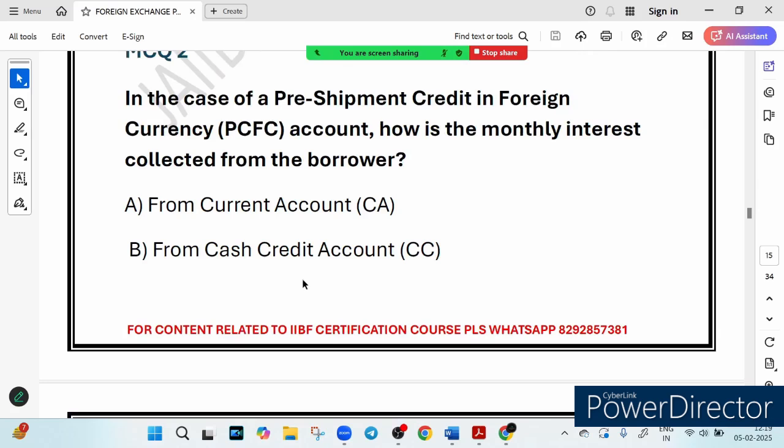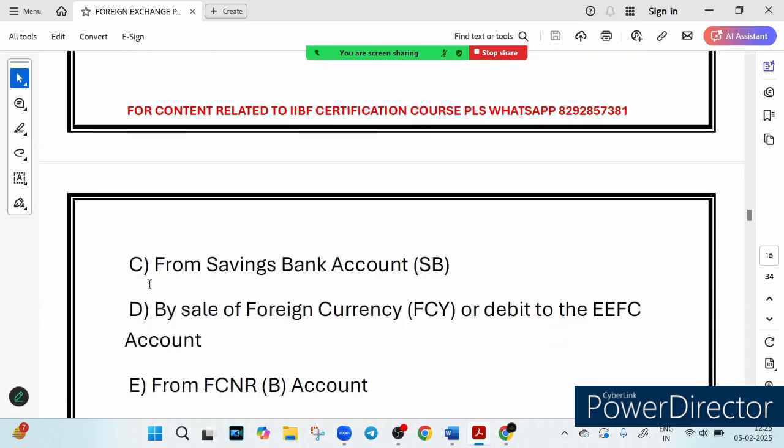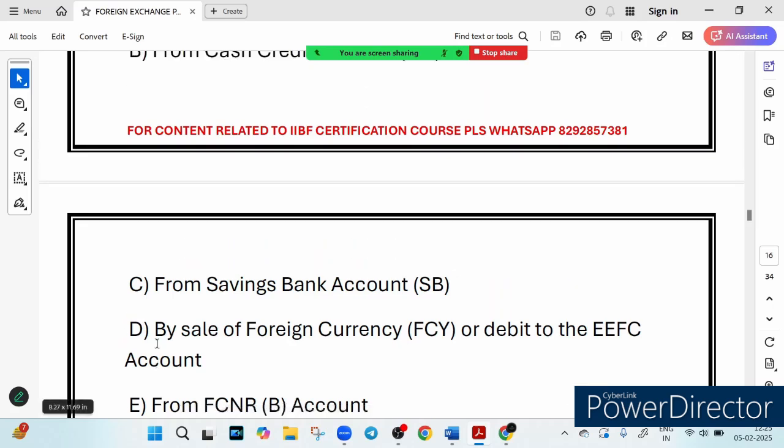The question says, in case of PCFC, that is Pre-shipment Credit in Foreign Currency account, how is the monthly interest collected from the borrower? Option A says from the current account, option B says from the cash credit account, option C says from the savings bank account, option D says by the sale of foreign currency, option E says from the FCNRB account.